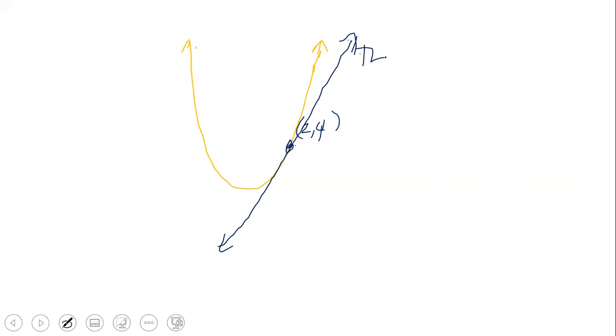This is the equation of tangent line. And the second one will be your equation of your normal line. So that will be the equation of your normal. It will intersect at point 2 and 4.